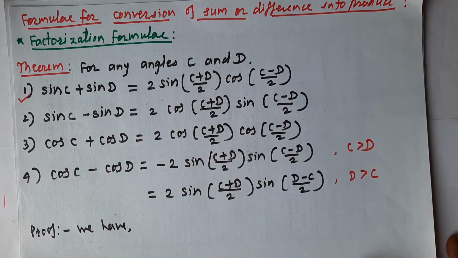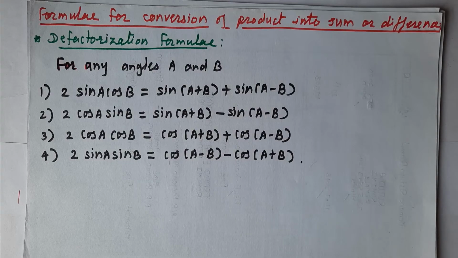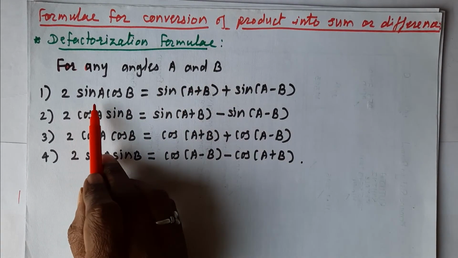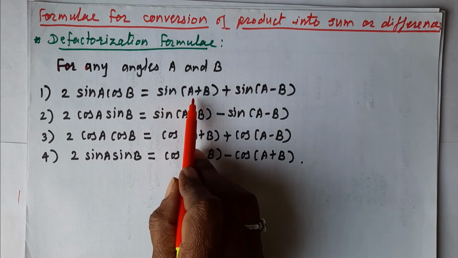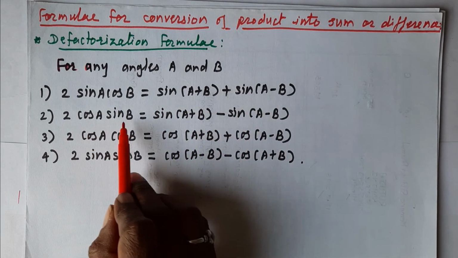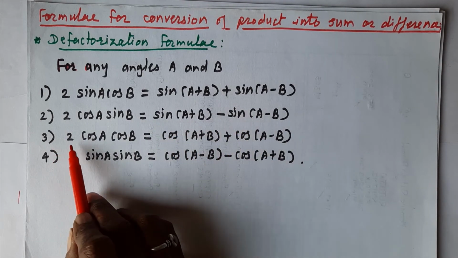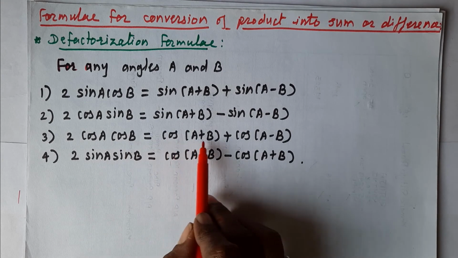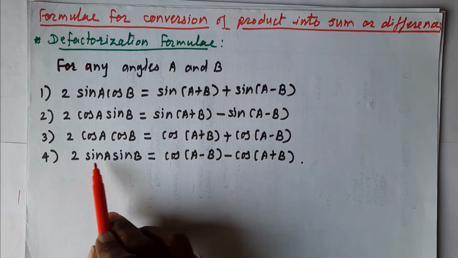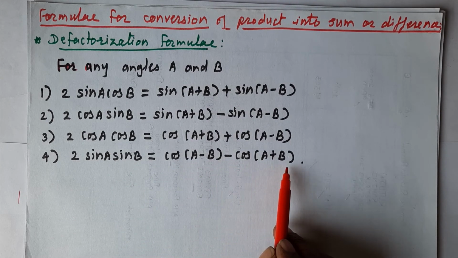Then we will see the defactorization formulae. For any angles A and B, 2 times sin A cos B is equal to sin A plus B plus sin A minus B. Second formula is 2 cos A sin B is equal to sin A plus B minus sin A minus B. Third formula is 2 cos A cos B is equal to cos A plus B plus cos A minus B. And fourth one is 2 times sin A sin B is equal to cos A minus B minus cos A plus B.